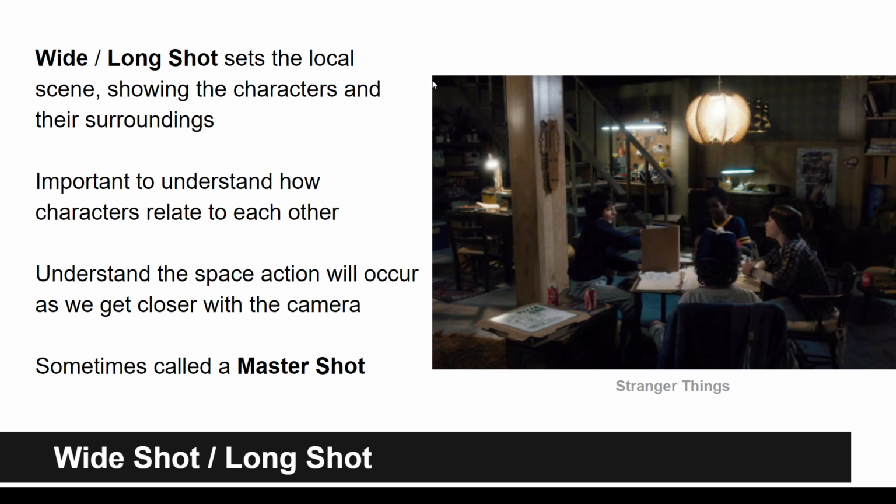So like the local environment that the characters are about to be operating in, or the scene's about to be performed in. And it shows the characters in relationship to each other, right? And the relationship to their local environment. And so once we get closer in, we're going to be cropping off a lot of information. We're not going to be seeing everything at the same time. So again, just like the establishing shot, this is meant to get us comfortable with the space before we get closer in and start cutting to really tight shots, right? This is sometimes also called a master shot.